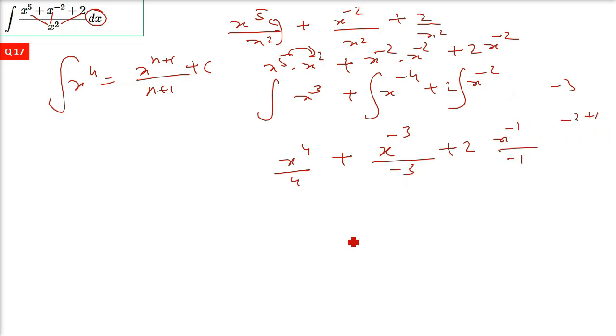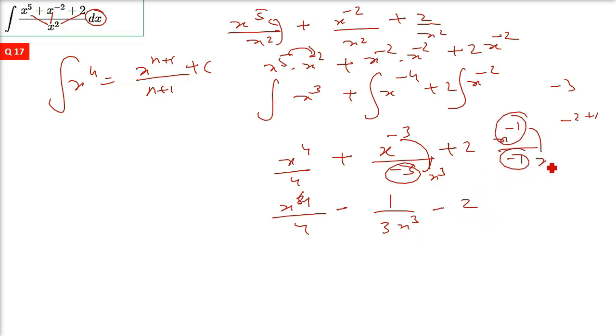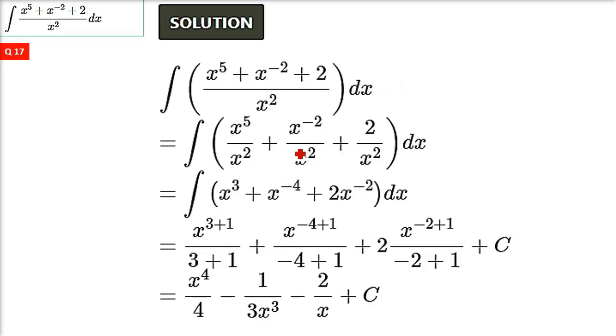So finally you are going to write what? X raised 4 by 4. This is minus 3, so x raised minus 3 goes down, so 1 by 3x cube. This is minus, so minus will come. X raised minus 1 is in the denominator, so 2 by x it is. It is not 2 by 2, this is 2 by x. So the solution which I told you is right in front of you.